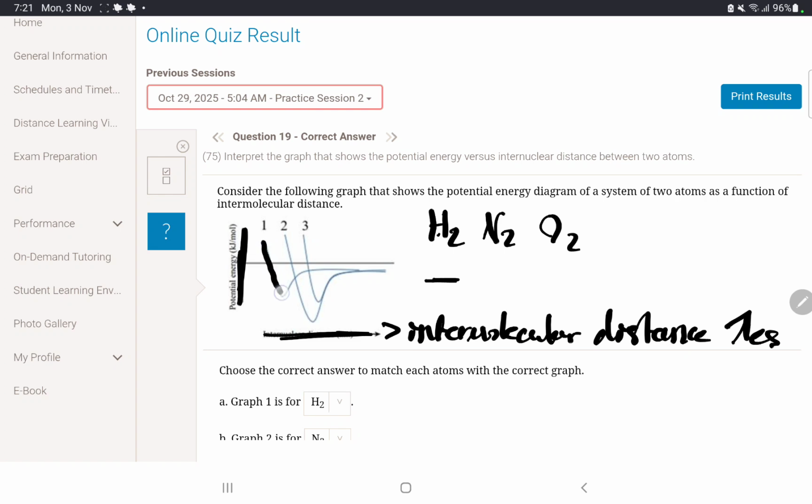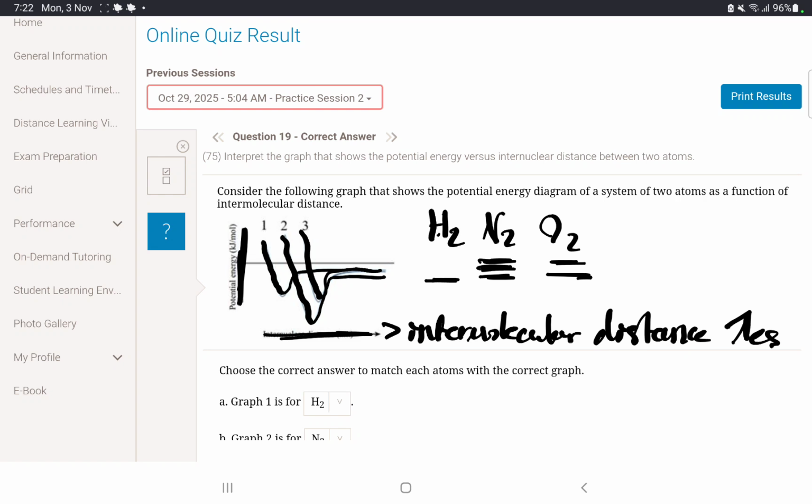But here they said that the graph of H2 is the first one. How do we know that this is the graph of H2? First and foremost, it has the lowest bond dissociation energy. It has the lowest potential energy. If you see here, N2 makes a triple bond and O2 makes a double bond. The deeper you go, the more energy you have, which is why graph 2 is N2. Graph 1 is H2 because even though N2 is supposed to be the smallest one, H2 is just so tiny, because it doesn't have a full octet of 8 electrons or more.